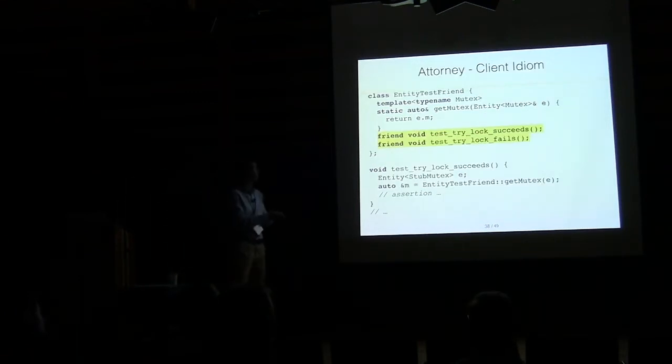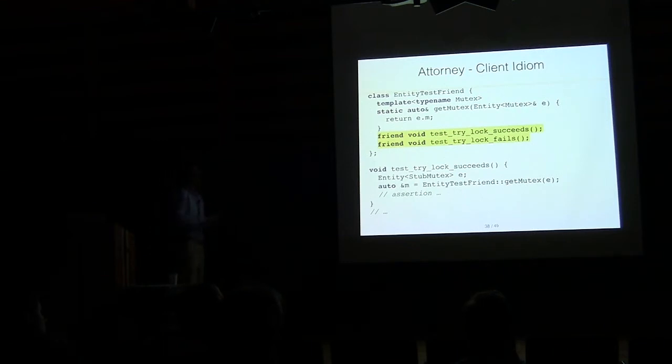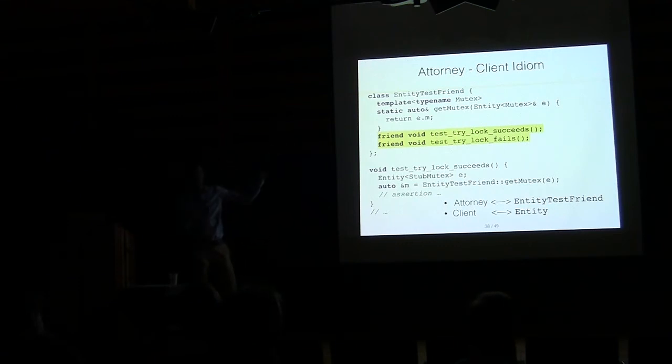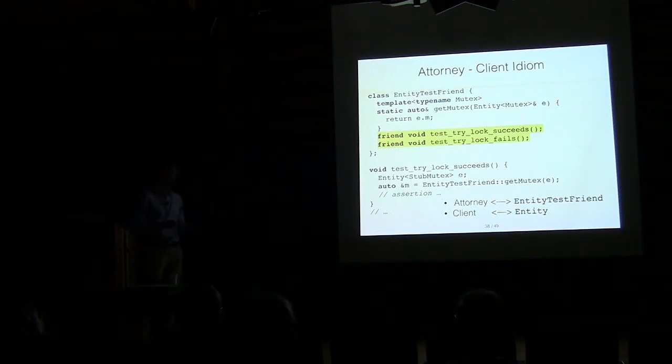So again, further developing this idea, we might want to be rigorous, and we might state that only the test case functions can access this mutex. This is actually the attorney-client idiom, because as in real life, the attorney, which is the entity test friend, decides what he will give away about the secrets of his client, right? So he will definitely not tell all the secrets of the client to the media. In this case, the client is, of course, the entity. And this is the usage of this specific attorney-client idiom with respect to testing.